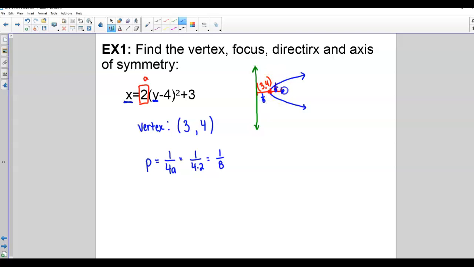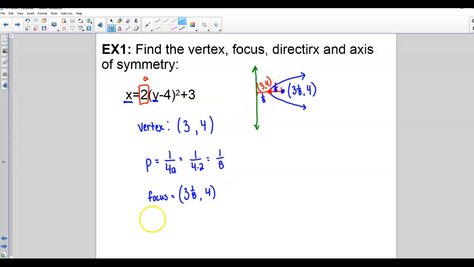So if we want to give the coordinates of the point for the focus, I'm starting at the point 3, 4, and I'm moving to the right 1/8. So that means my x-coordinate, I'm going to add 1/8 to my x-coordinate. So it's going to be 3 and 1/8, 4. I don't normally use mixed numbers, but I will here just so I don't have to deal with those fractions. So 3 and 1/8, 4 is going to be our focus.